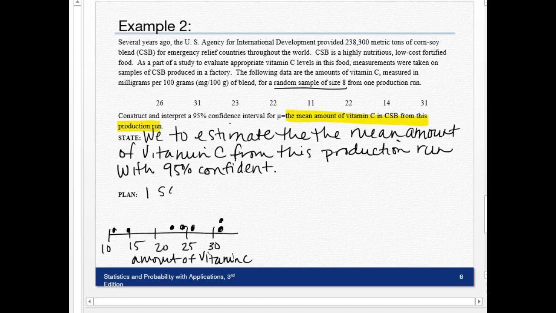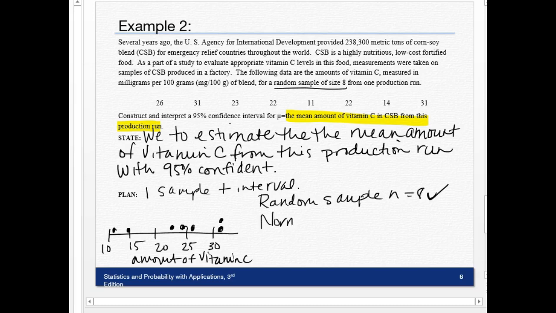We're going to do a one sample t interval. All right, and then I check our conditions. So random, we know this is a random sample where n is equal to 8, so that condition is good. And the second thing is, is it normal? Okay, well, n is less than 30, so we have to do a dot plot. So I drew a dot plot.